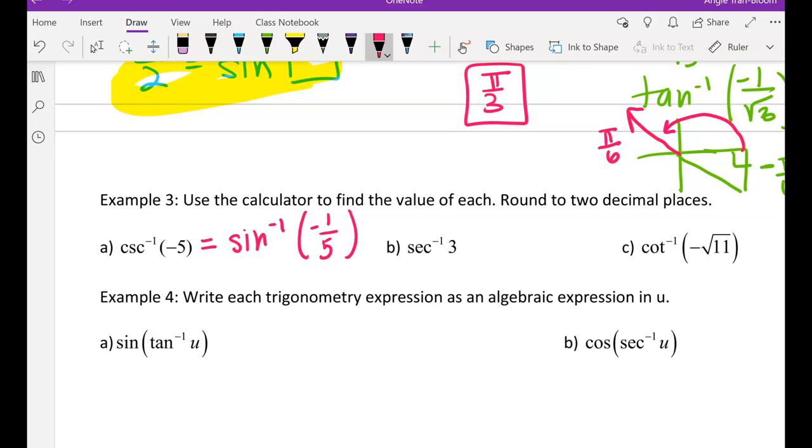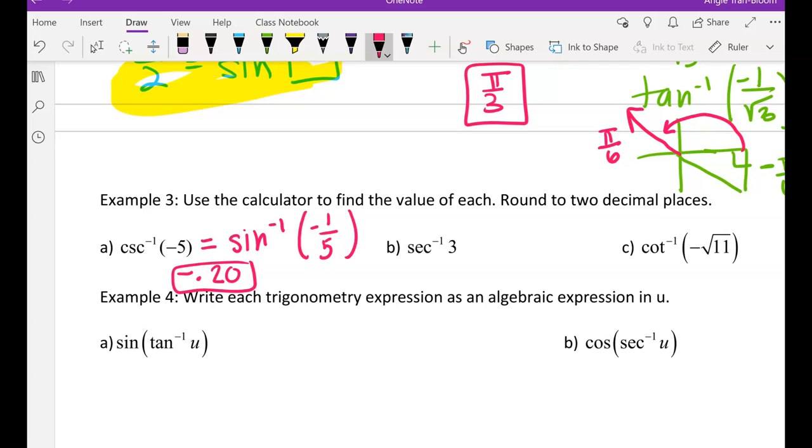Okay, so now, Chris, what does your calculator say? All right, now try B. No, that's not what we got. Are you in degrees or radians? You need to be in radians. Hit mode and change to radians, y'all.